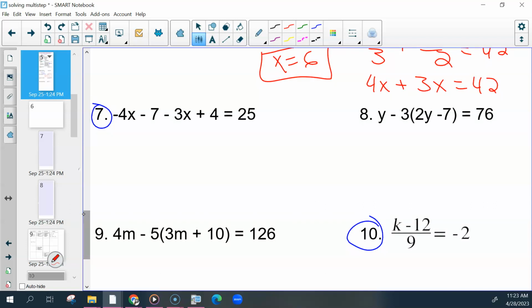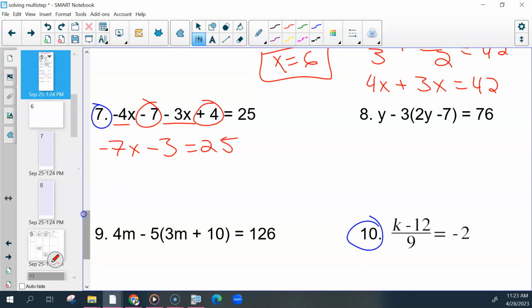Number 7. What would be our first step? Okay, what are the like terms? So negative 4 minus 3 would be what? Negative 7x. And then negative 7 plus 4. Negative 3.